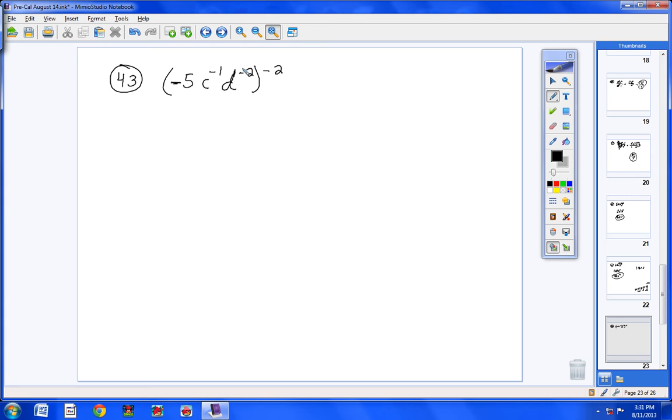Let's take our negative 2 and let's multiply it through. The d's exponent is negative 2, the c's exponent is negative 1, and the negative 5 exponent is 1. Now when we take this negative 2 and multiply it through, we're going to keep a negative 5 in parentheses, and then we're going to have a negative 2, and then we're going to have c to the positive 2, and d to the positive 2. Is everybody with me on that?